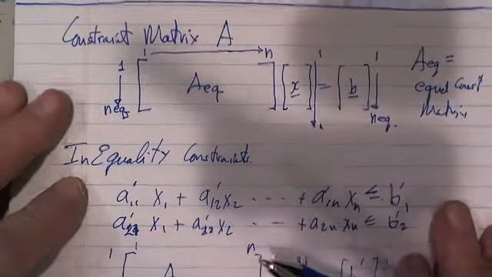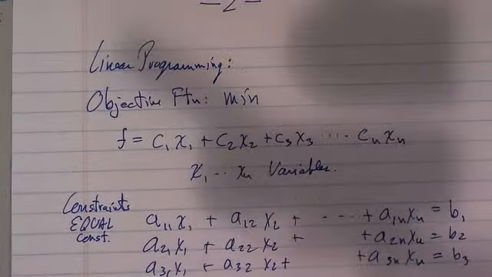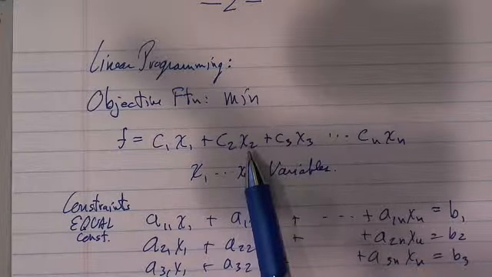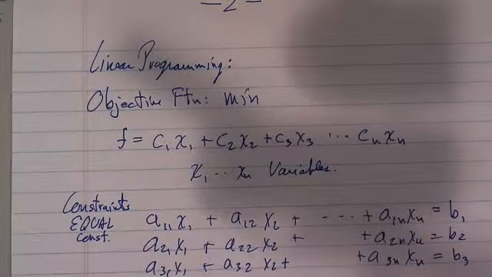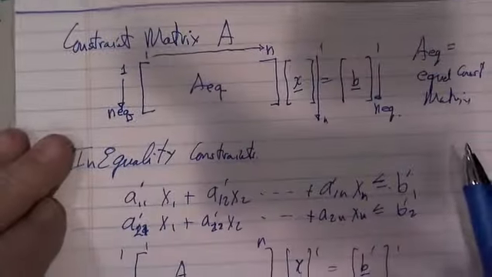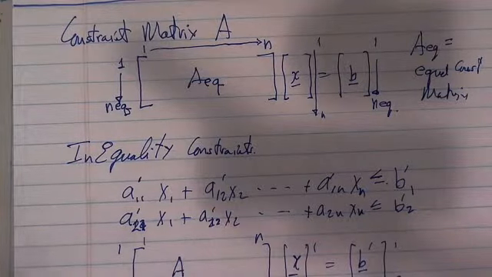So far, let's review it again. I've got an objective function. I've got three equality constraints that have to be met, and I have two inequality constraints, okay?